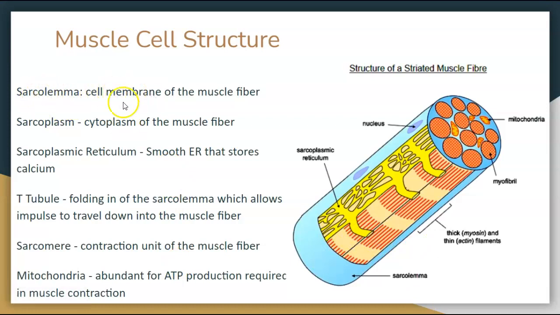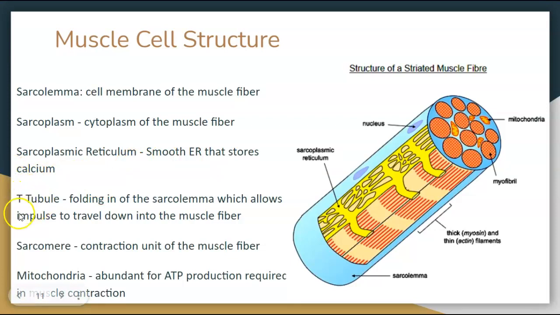The good thing about this is you already know what some of these words mean. So sarcolemma is the membrane, but sarcoplasm, you've heard plasm before in terms of cell. It's the cytoplasm in a muscle cell, in a muscle fiber. So sarcoplasm, cytoplasm, sarcoplasmic reticulum, endoplasmic reticulum, right? It's just that we're using a slightly different prefix.